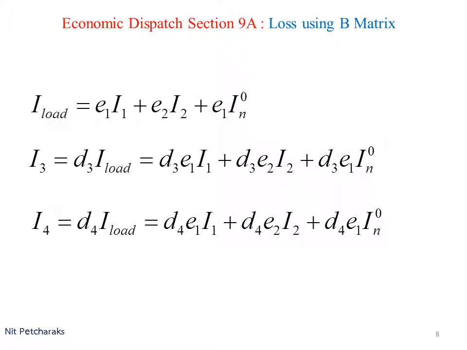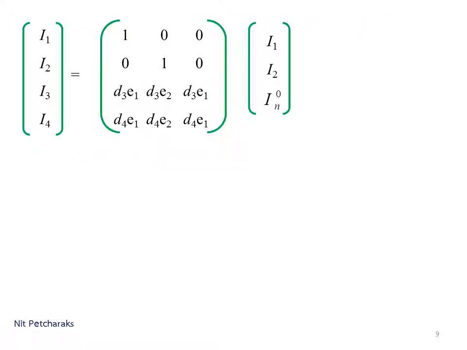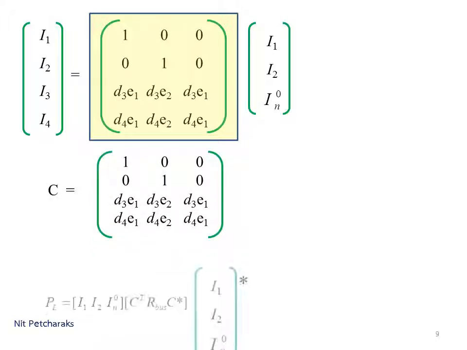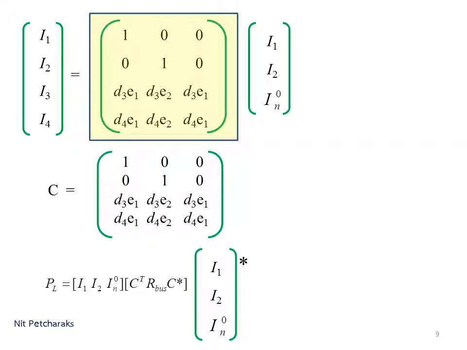Since I3 and I4 are fractions of load current, set I3 and I4 in terms of I1, I2, and IN0. Set the currents in the matrix form. Let's call this matrix C. Then we can calculate the power loss from this equation.